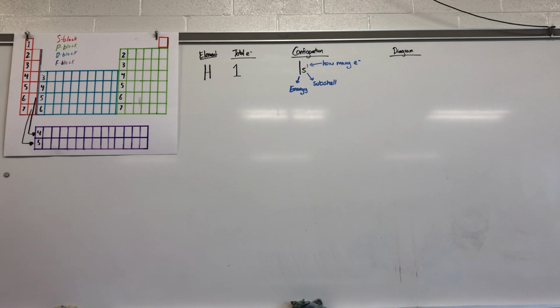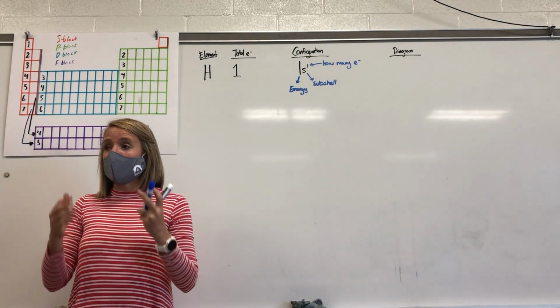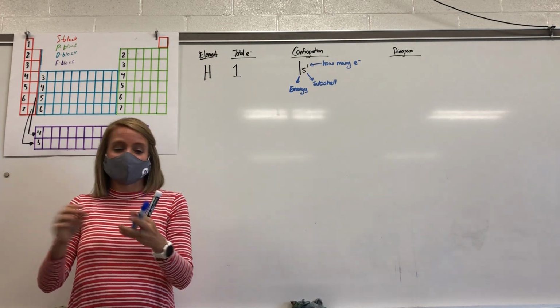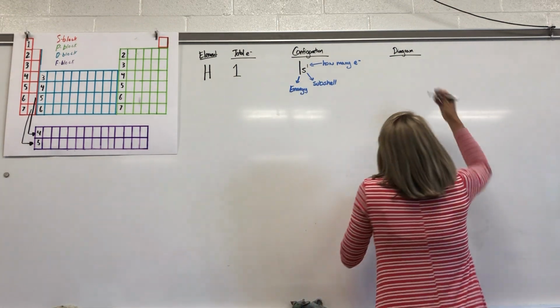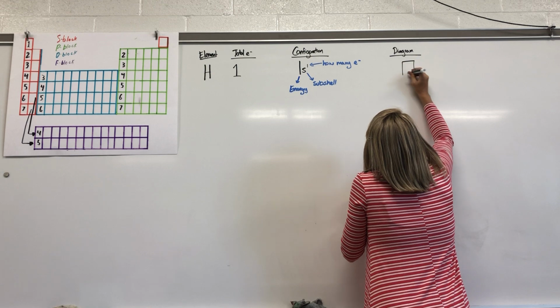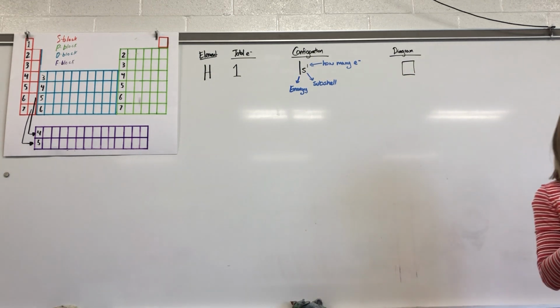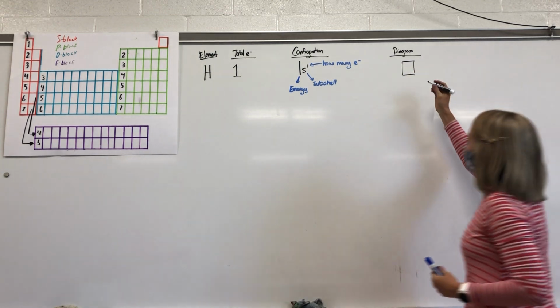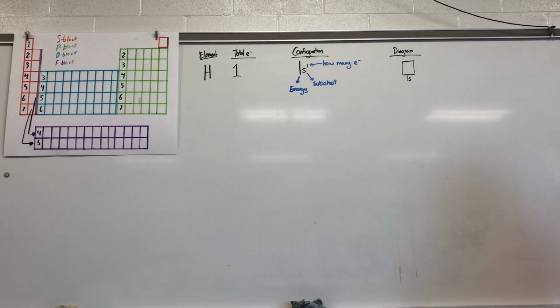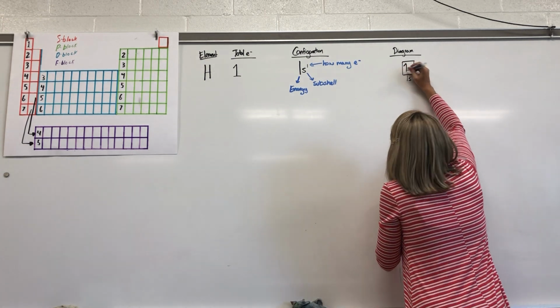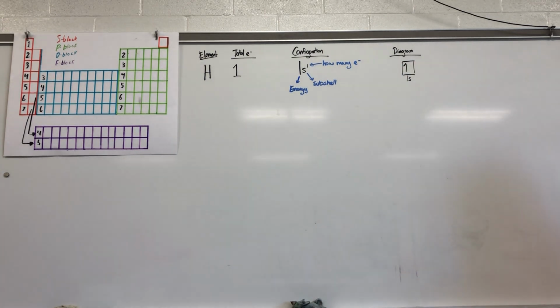So, okay, the diagram is now with the boxes and the arrows. So the 1s orbital is a single orbital. So we draw 1 box. I'm going to label it underneath as the 1s. Then I just put how many electrons are in there, which in this case is just 1. Technically, you could have pointed down. That doesn't matter.